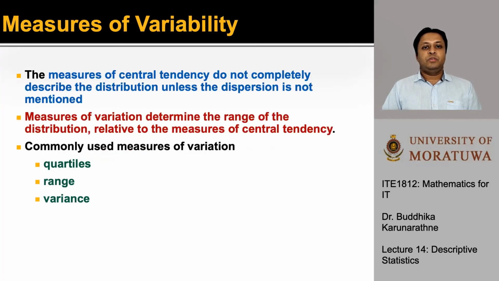With that, we move on to measures of variability. So up to now, we have been discussing measures of central tendency. The thing is, the measures of central tendency do not completely describe the distribution. It is not a complete representation of the data because it does not take into consideration what we call the dispersion. So now with measures of variability, we try to include the measures of dispersion or variability. Measures of variation determine the range of the distribution relative to the measures of central tendency. Some of the commonly used measures of variability are quartiles, range, and variance. We will take them one by one and try to understand what these are.